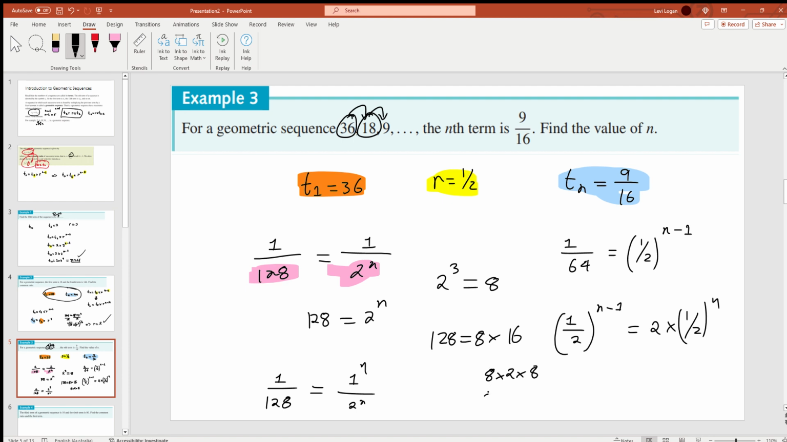So in other words, I've got 2 to the power of 3 times by 2 times by 2 to the power of 3. Add up all those indices, I get 2 to the power of 7. So 128 is the same as 2 to the power of 7. So 2 to the n, that means n is 7. So I did all that without logs. A lot of algebra and a lot of index laws, but no logs. So you don't need logs to answer this question here.